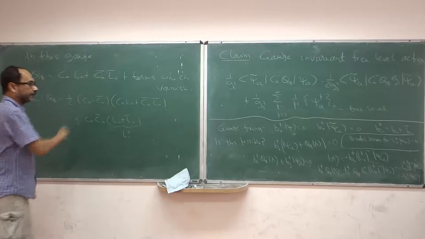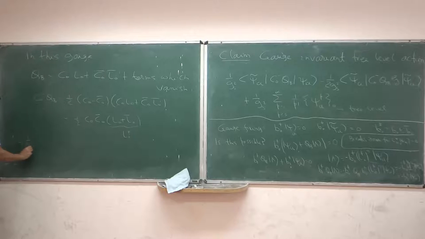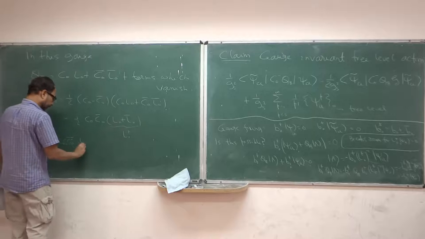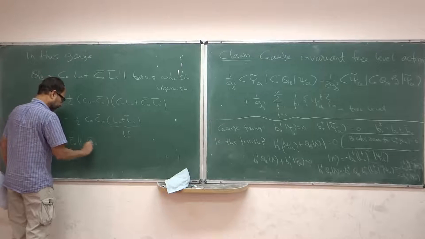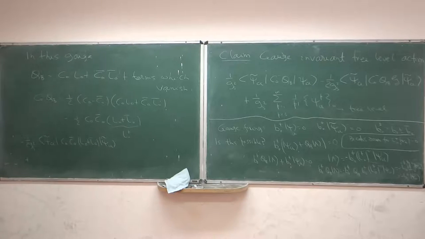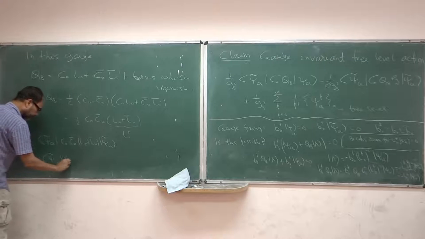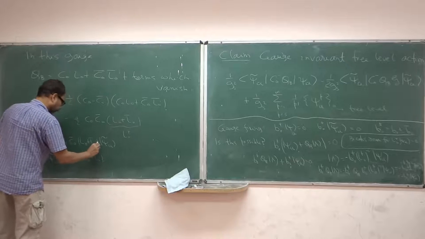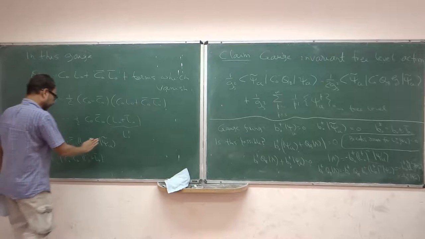So using this factor of half, the action can then be written as minus 1 over 2 psi classical c0 bar L0 plus L0 bar, plus, minus 1/4 psi classical and so on.